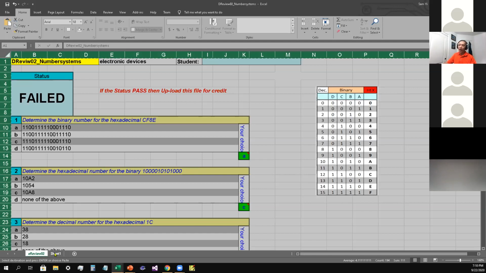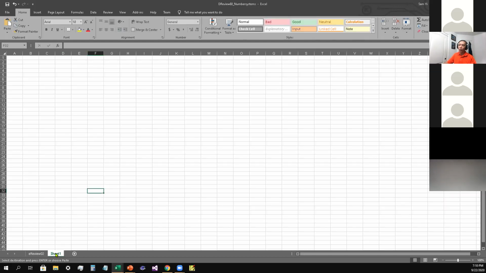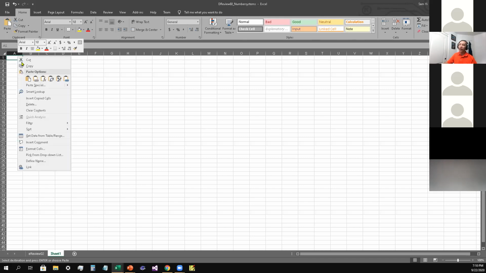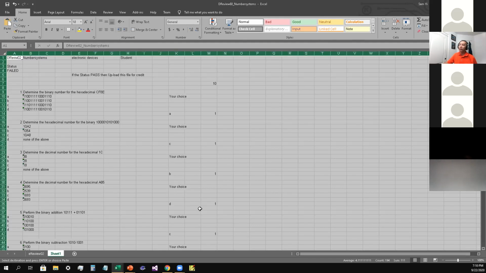Then at the bottom you go to sheet number 1 and click on that. If you don't have one, just click on this plus symbol and you can open up another sheet. Come in here, right click, and choose Paste Special. Standard paste, or you can paste it with values.